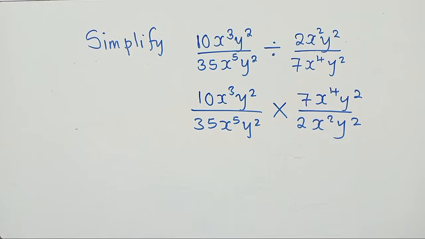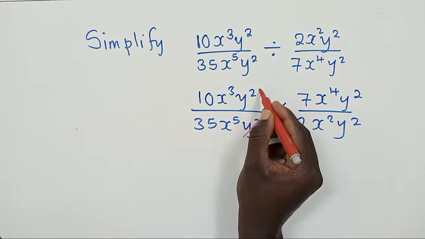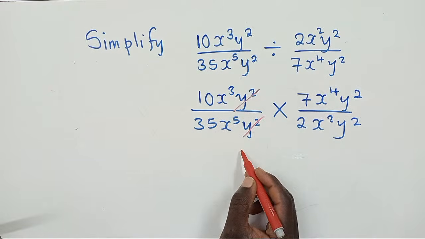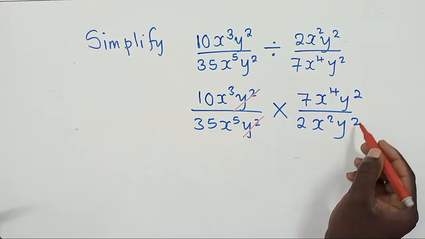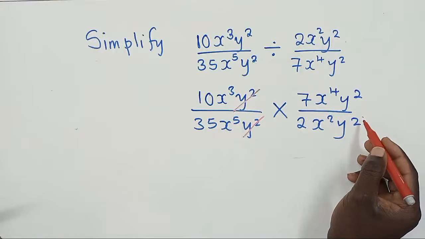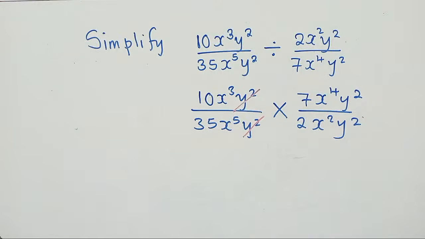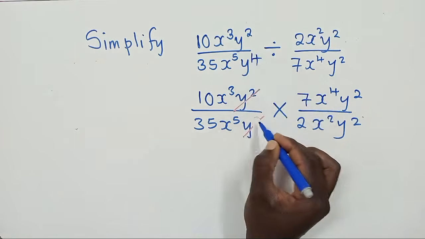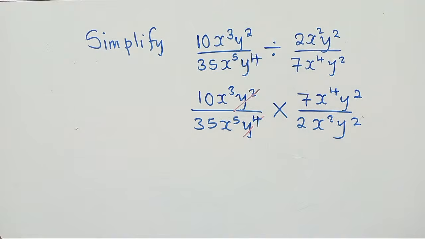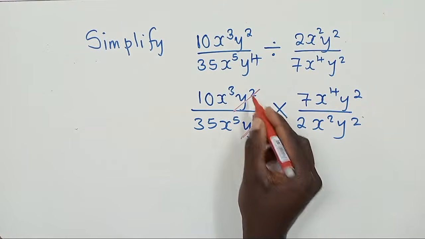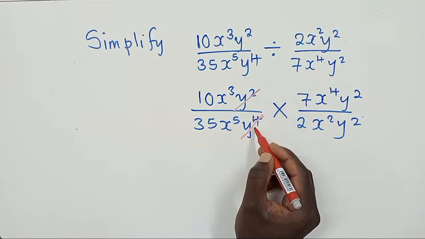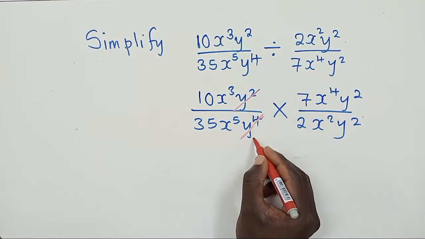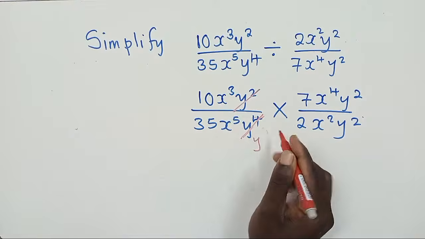We've got y squared and y squared can cancel. Let me check, I think something is wrong with the question. Actually, here it's y power 4. Sorry, I didn't copy it nicely. This is power 4, and here it's power 4. So when we cancel y squared into y power 4, we will remain with y power 2 right here.